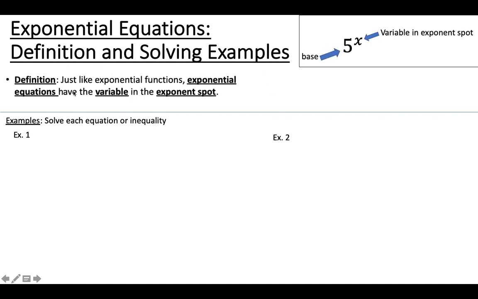So the definition, if you've been following along the last couple of weeks, almost should be familiar. Just like exponential functions, exponential equations have the variable in the exponent spot. Just like this example right up here in the corner, 5 to the x. X is our variable, it's in the exponent spot. Just want to remind everybody that other number that's not in the exponent spot, that's called our base. It has a name too, and it's our base, okay? And that's going to be something that's very important as we do these examples.